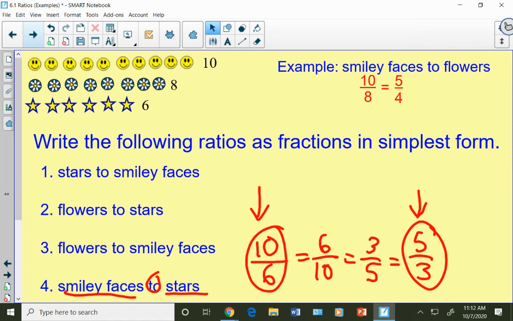So this is just a small introduction to ratios. I hope you guys have understood what we've talked about, and if not, go back and watch it again or ask me questions in the chat.